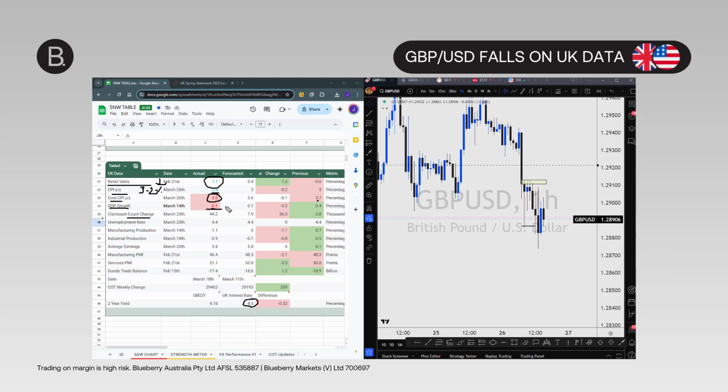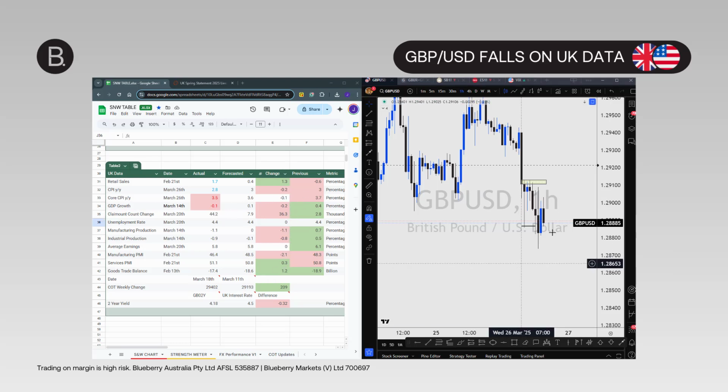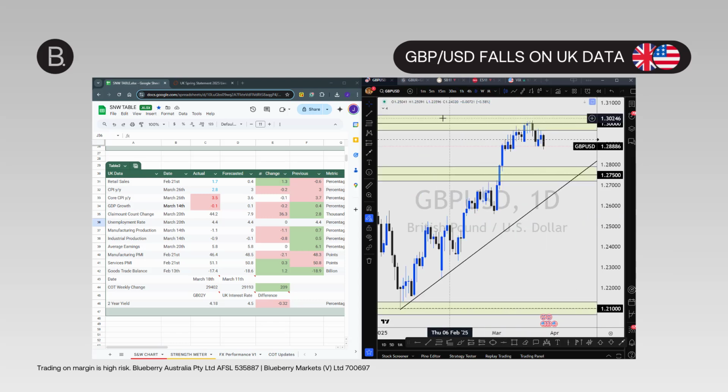We can see from the claimant count change as well that we started to see a rise. Previous metric was 2.8 thousand. Now we're up to 44.2, and unemployment high at 4.4. So in the grand scheme of things, the data out of the UK is not particularly great. You can see all these reds on here, suggesting that this is a market that could be fairly negative in the near future. Now, if we go up to the daily chart here, what have we got?